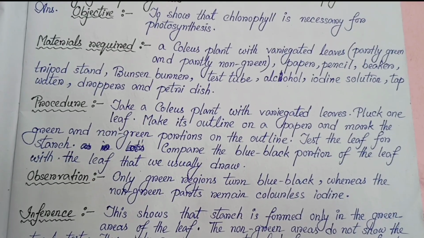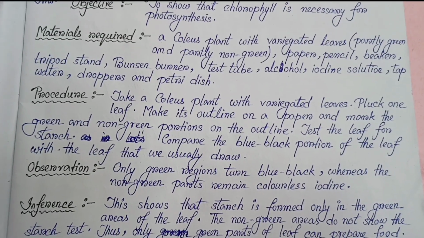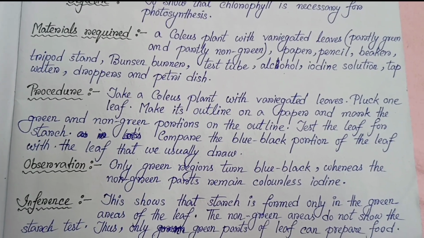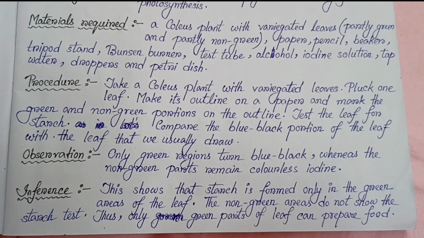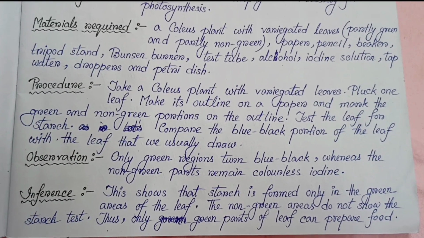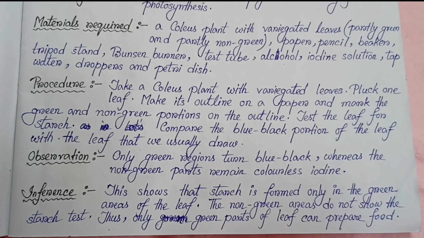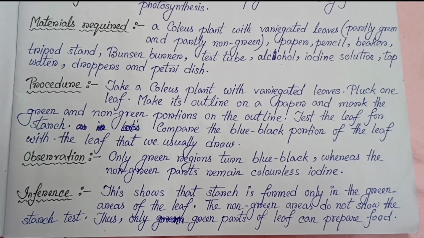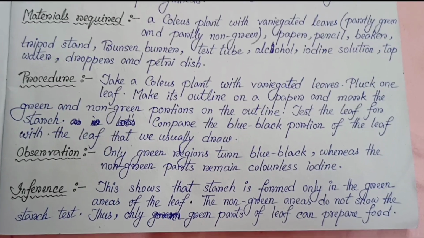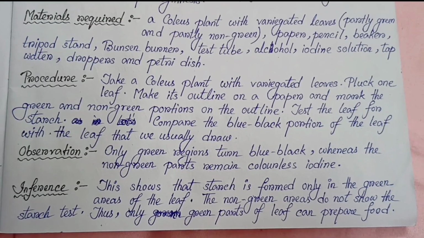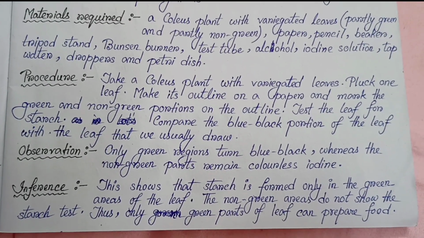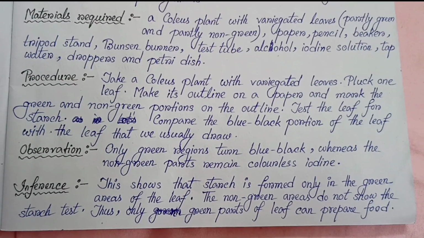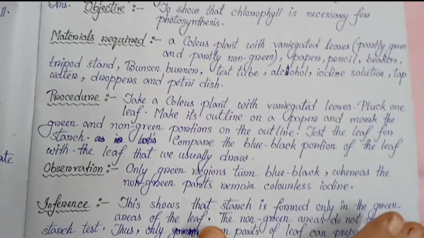Test the leaf for starch. Compare the blue-black portion of the leaf with the leaf outline that we usually draw. Observation: only green regions turn blue-black, whereas the non-green parts remain the colour of the iodine. Inference: this shows that starch is formed only in the green areas of the leaf. The non-green areas do not show the starch test. Thus, only green parts of a leaf can prepare food.